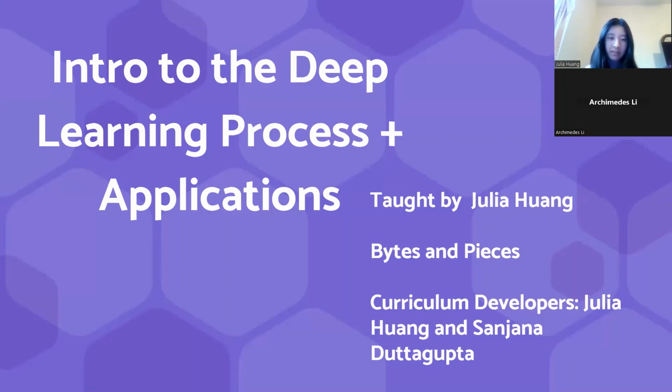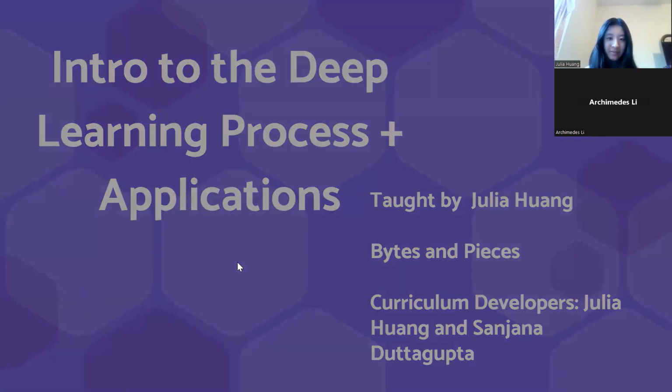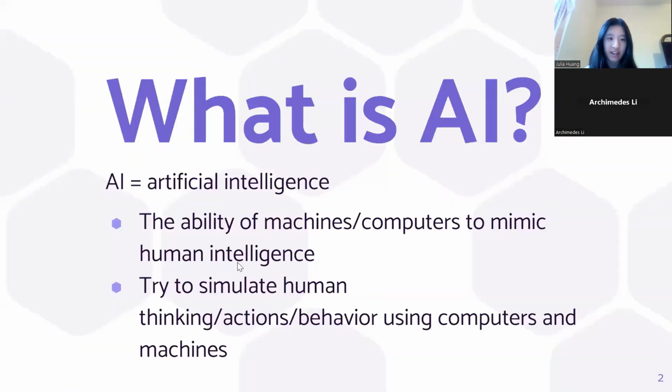We're going to be explaining the deep learning process and the applications that deep learning has in the real world. So first of all, what is AI? AI stands for artificial intelligence, which means the ability of computers to mimic human intelligence. They're trying to simulate human thinking and behavior using computers and machines.